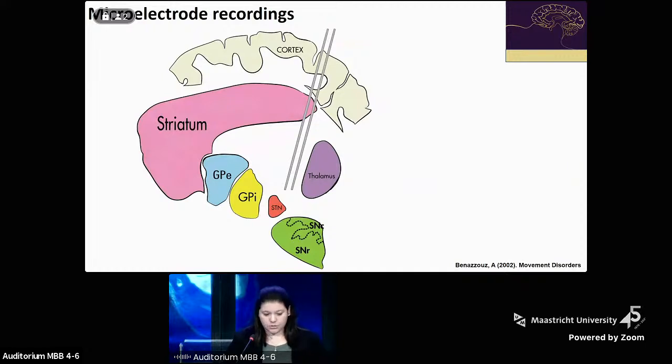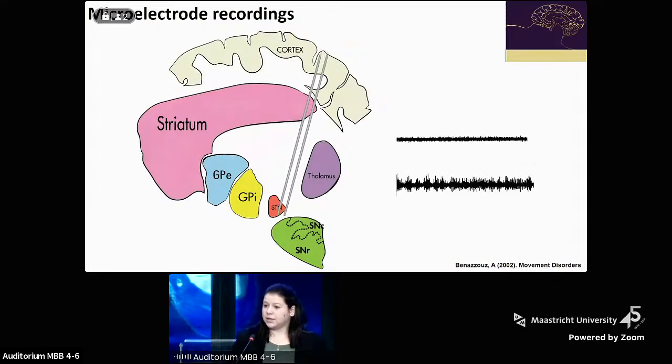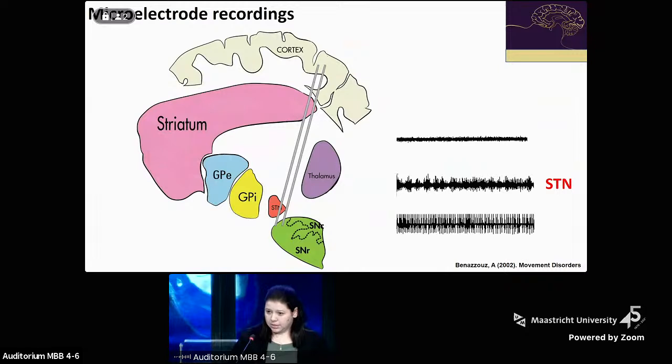One very used is microelectrode recording. This technique consists of up to 5 electrodes. They record the activity along the trajectory, and the difference between the activity in the nuclei gives us which is the target. In our case, the STN.